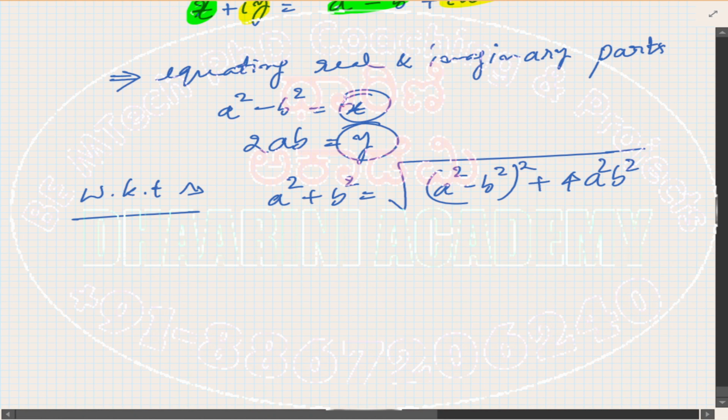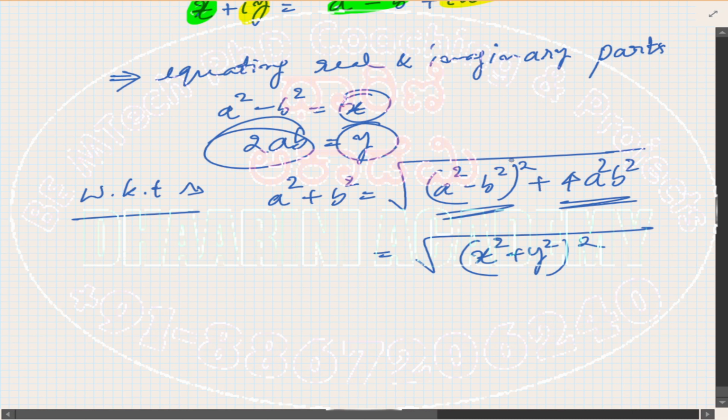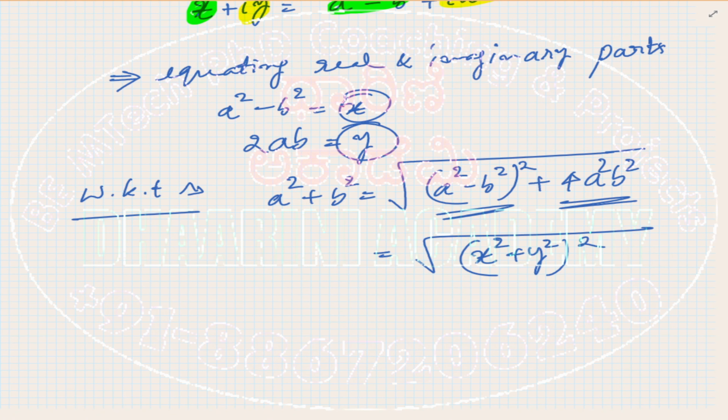So that means I can write this as equal to square root of x squared plus y square the whole square. Simply square the a square minus b square whole square is here, y square is there, that is 2ab, square, right? I can write it in this fashion. Okay, we are going to use this later.